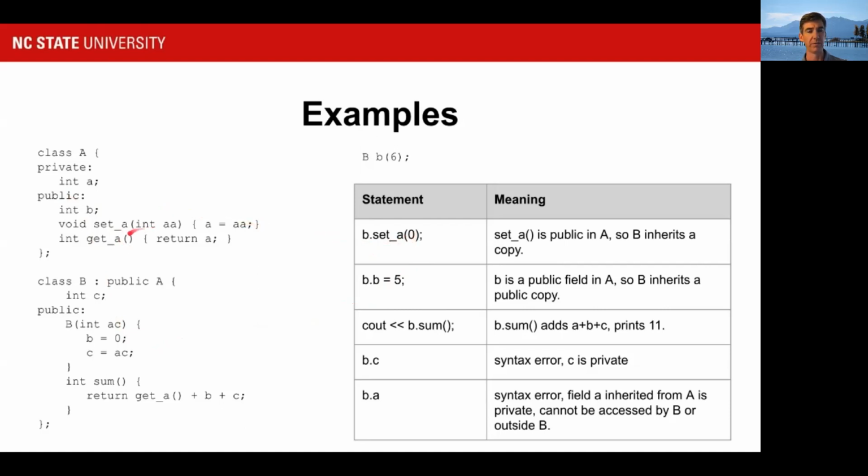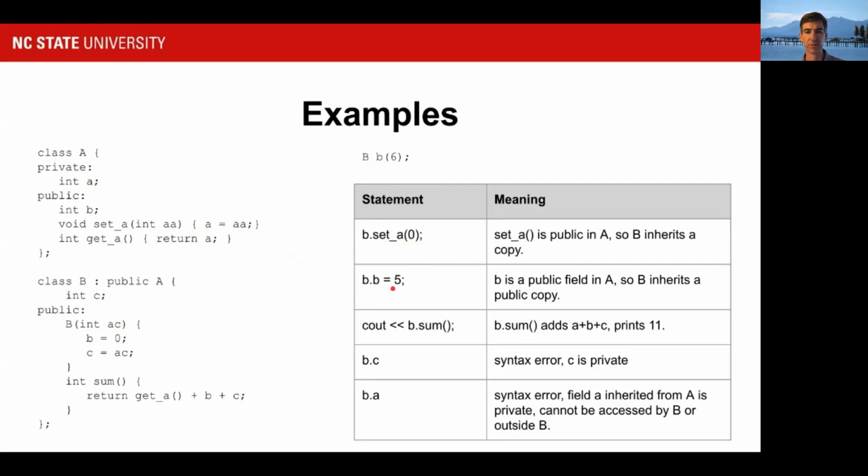And so what that means is when we pass in the value 0 to set A, it means we're going to set the field A to 0. Now B has a field A that it inherits from class A, but it's private, and so it can't directly modify it itself, but it can modify it through this set A function call. Okay, so this sets our field A to 0 within class B.